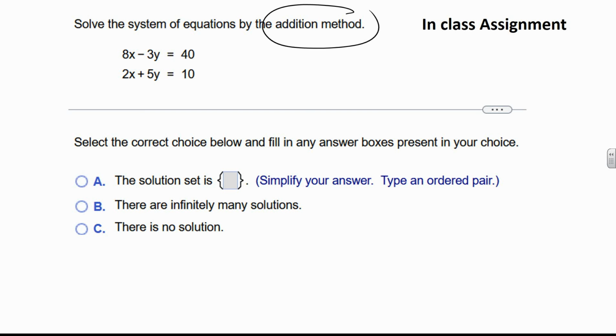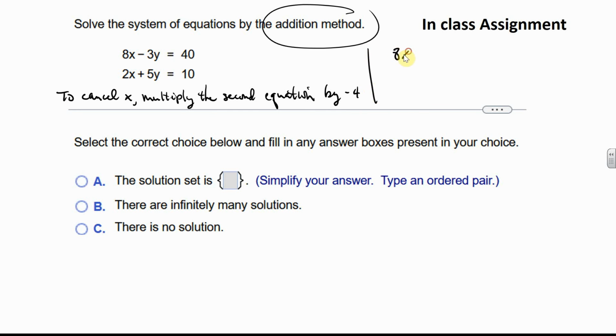So do we agree that if I multiply the second equation by negative 4, from there I can cancel out x by adding the two equations, right? Does that make sense? Yes, sir. Okay. So here, to cancel x, multiply the second equation by negative 4.